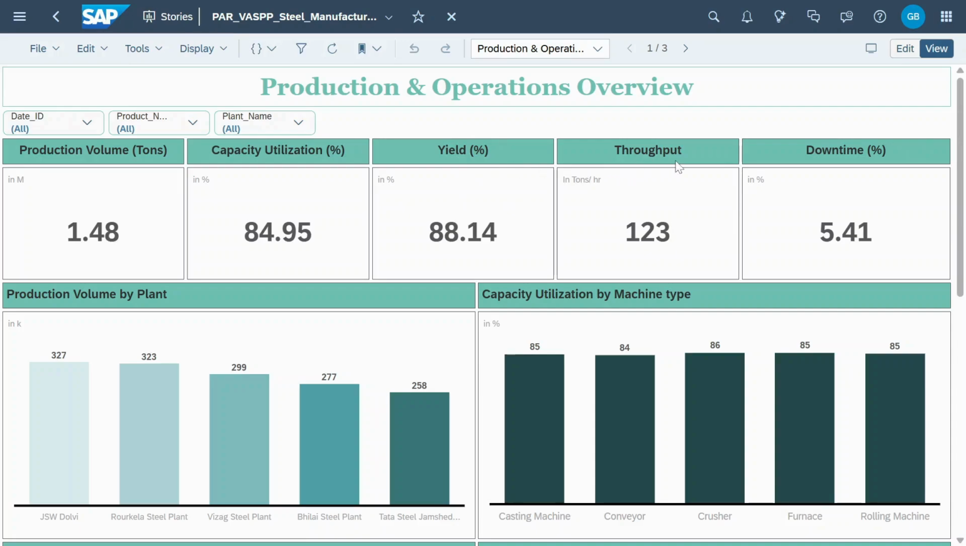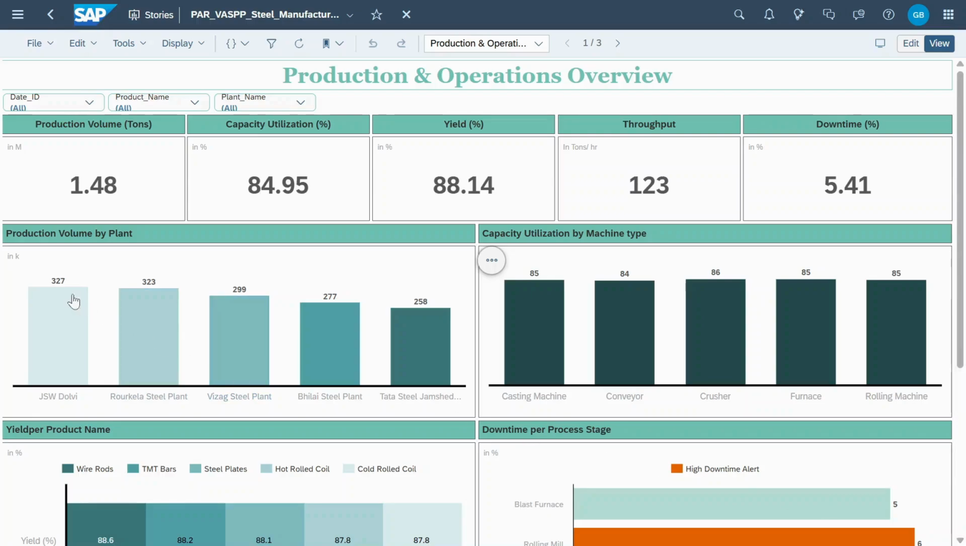Moving on, throughput stands at 123 tons per hour, representing the speed at which production is moving through the process. Finally, downtime is measured at 5.41%, indicating the proportion of time production is halted due to unplanned stoppages. Together, these KPIs provide a strong foundation for evaluating production efficiency, operational risk, and manufacturing performance.